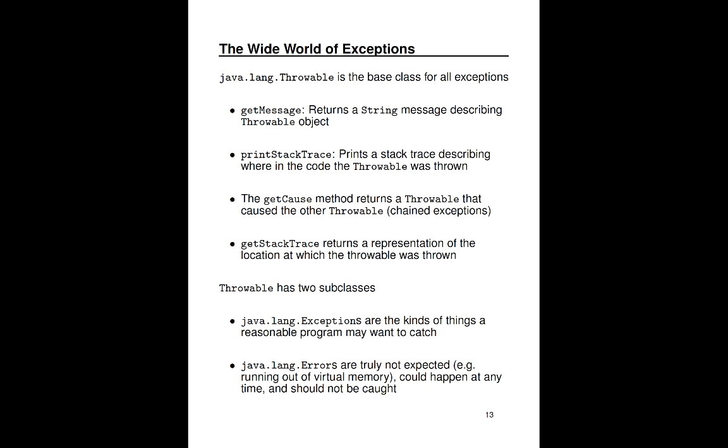One exception might be caused by another exception, and so java.lang.Throwable has a getCause method that will return some other Throwable object that caused this exception to be thrown. This allows you to have what are called chained exceptions. And in addition to being able to print the stack trace, you can also get some Java objects that represent the stack trace. That will give you the names of the class, the methods, and maybe the line numbers that were executing when that exception was thrown.